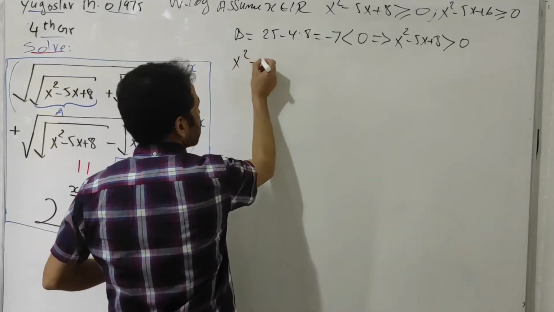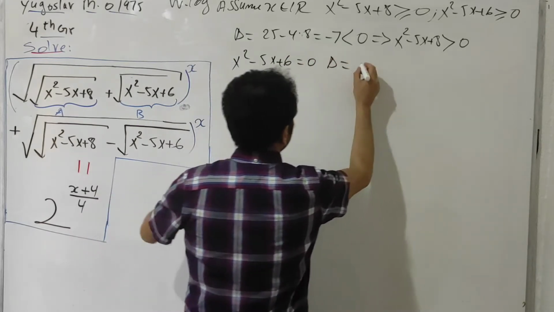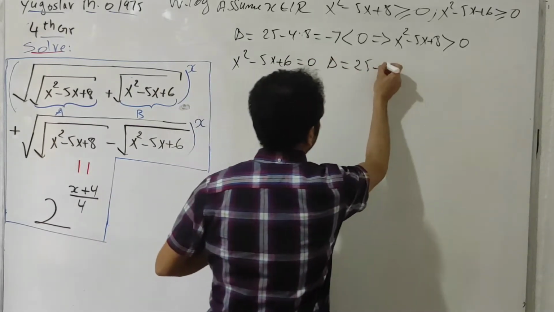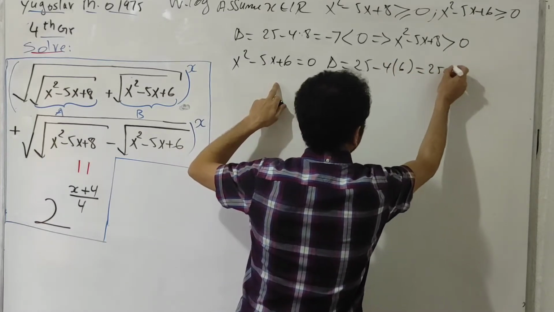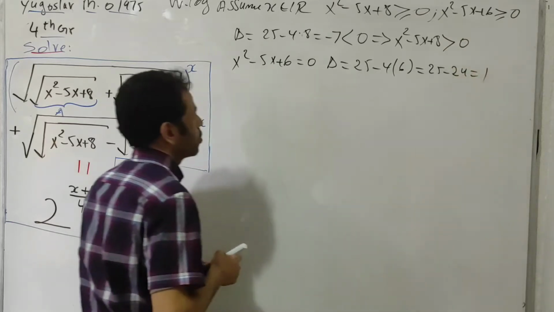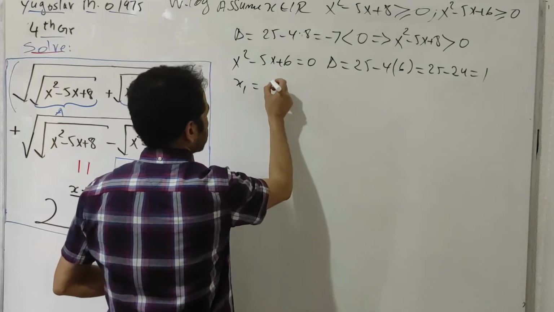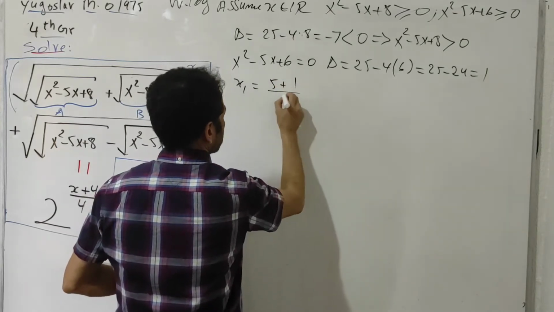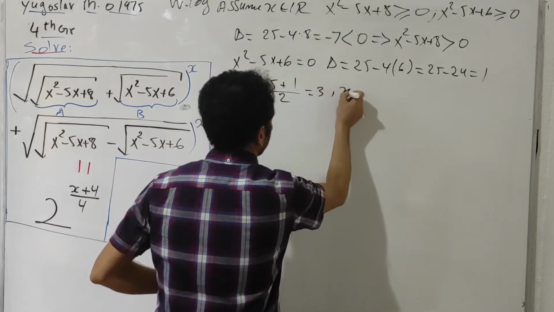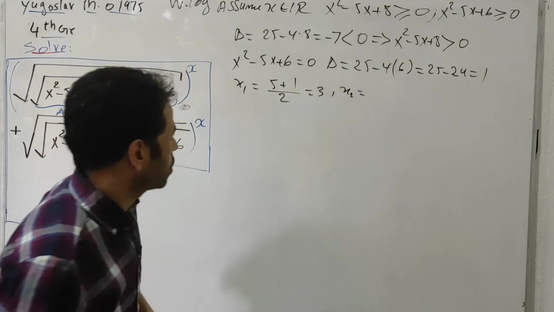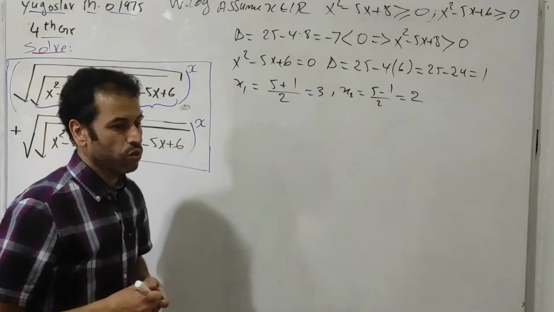So let's check the other one. We have x squared minus 5x plus 6 equals 0. The discriminant of this one is 5 squared minus 4 times 6, which is 25 minus 24, which is 1. So I will have the roots for this one. x1 equals 5 plus 1 over 2, which is 6 over 2, which is 3. And x2 equals 5 minus 1 over 2, which is 2.